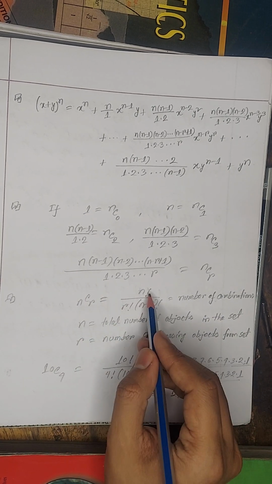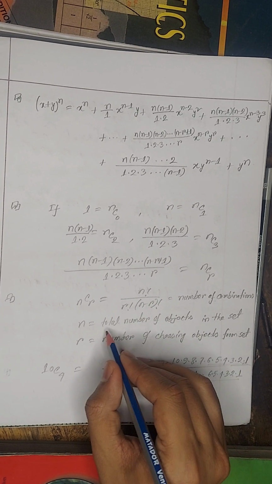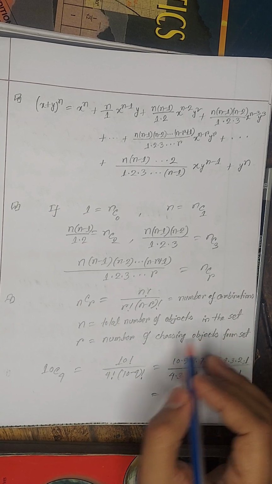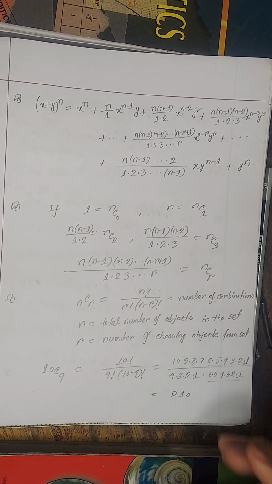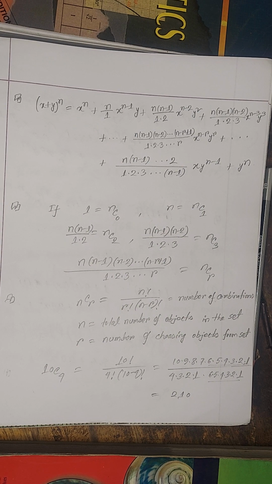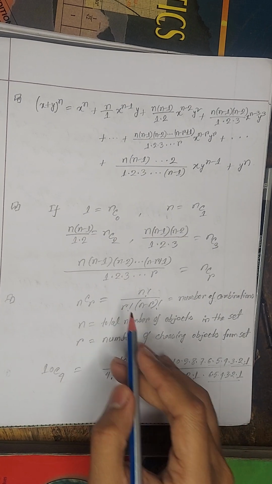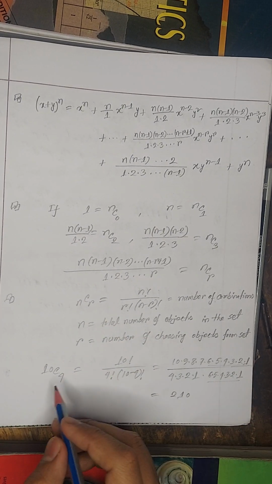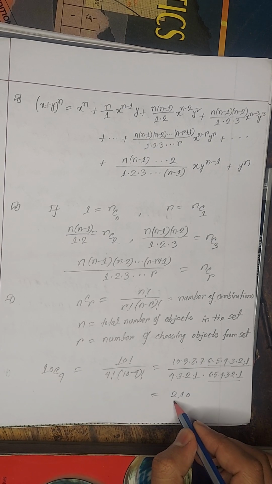nCr is equal to n factorial divided by r factorial times n minus r factorial. And here n is the total number of objects in the set, and r is the number of objects chosen from the set. When we take r objects from n objects and we arrange them, that is called combination, nCr. In that case we can use the formula nCr. If we find the value of 10C4, it will be 210.